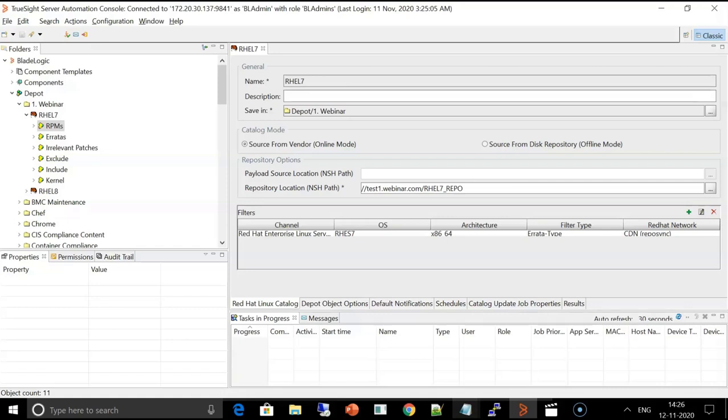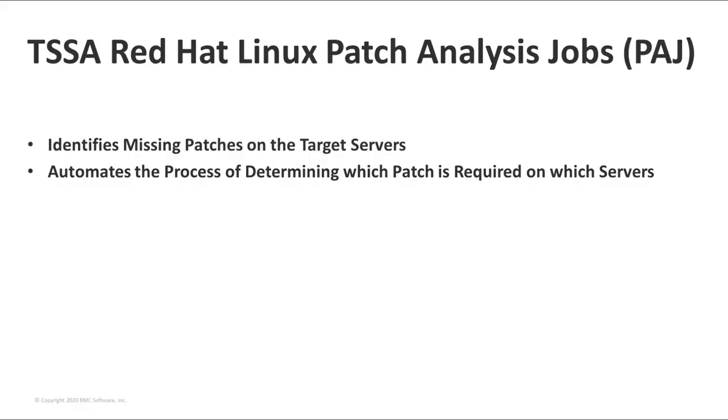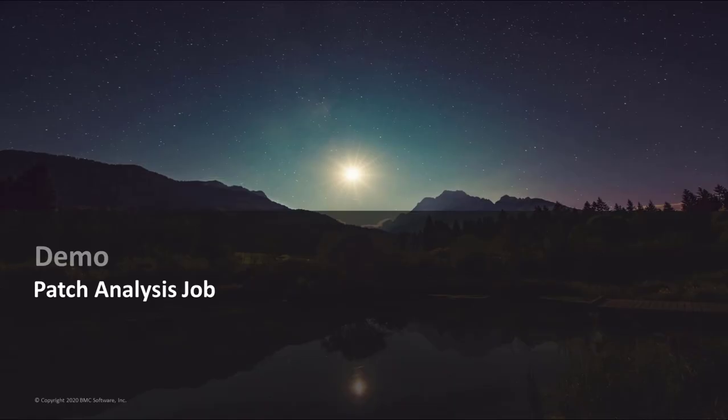We'll now, this concludes the demonstration part for the catalog update section. We'll now move towards the patch analysis section. So we will now see how to create a Red Hat Linux patch analysis job in TSSA. A patch analysis job identifies missing patches on target servers, and it also automates the process of determining which patch is required across multiple servers. So let us now see how we create a patch analysis job and learn more about it.